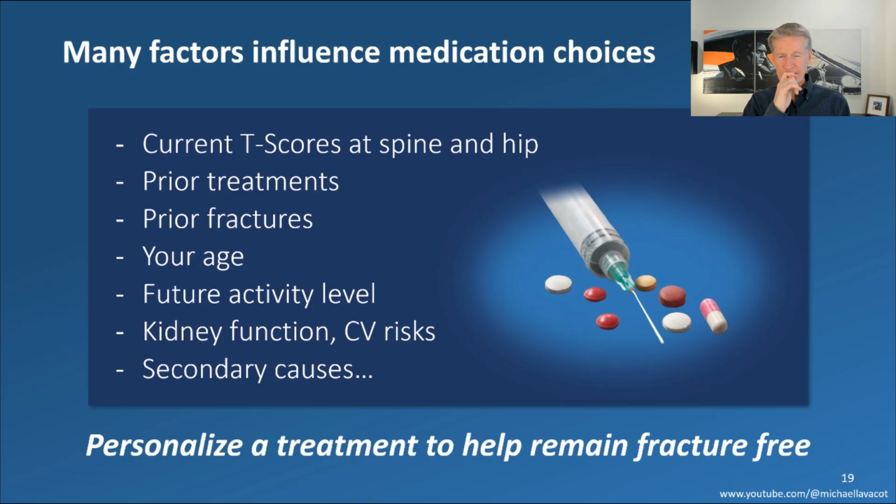And then finally, secondary causes. And this was an influence for me. That's one of the reasons why I didn't choose Tymlos or Forteo for my first treatment, because I still have hypercalciuria, where I urinate out too much calcium, and those drugs can make that worse, as an example. All right, but why are we doing all this? It's to help reduce the risk of fracture, right? We're trying to live the rest of our life without fracture, and that's why we're going down this medication path.